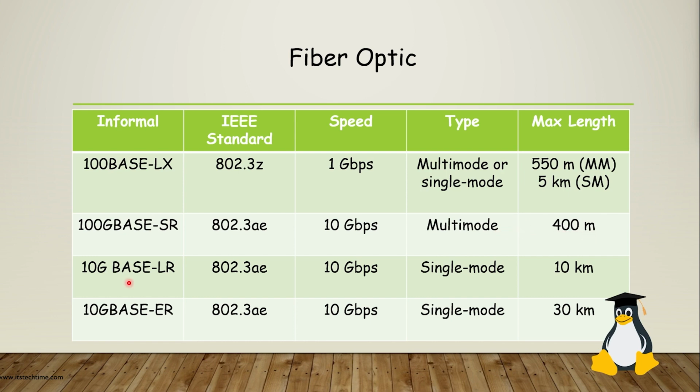You have the 10GBASE-LR, which is 802.3ae, capable of speeds of 10 gigabits. It is single mode fiber and can cover 10 kilometers. And you have the 10GBASE-ER, which is the IEEE 802.3ae standard, which can carry a speed of 10 gigabits per second, is single mode, and can cover a distance of 30 kilometers.